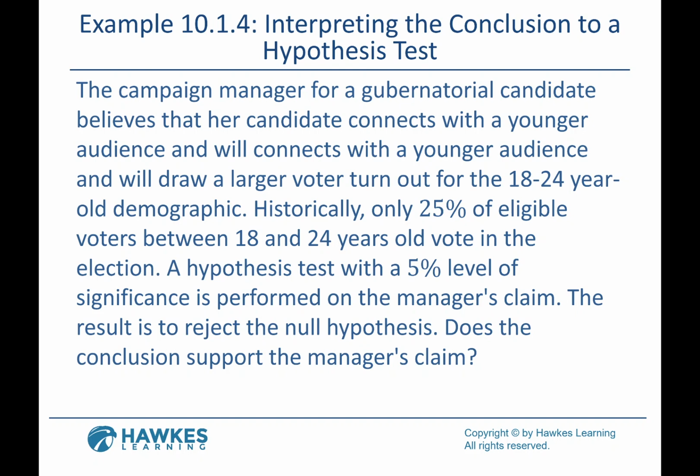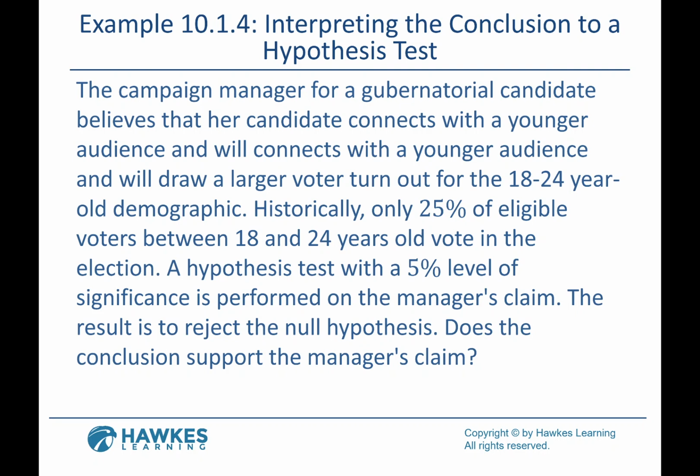This one says, the campaign manager for a gubernatorial candidate believes that her candidate connects with a younger audience and will draw a larger voter turnout for the 18 to 24-year-old demographic. Historically, only 25% of eligible voters between 18 and 24 years old vote in the election. A hypothesis test with a 5% level of significance is performed on the manager's claim. The result is to reject the null hypothesis. Does this conclusion support the manager's claim?